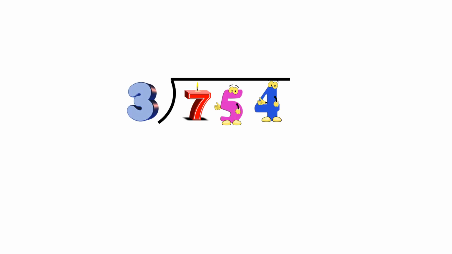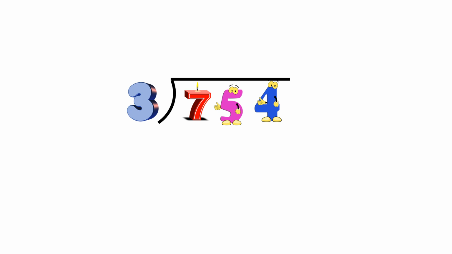In this example, we need to divide 754 by 3. And in order to divide these two numbers, we have to start dividing from left to right. So we start with number 7, which is in the hundreds place. Can we divide 7 by 3? Yes, since 7 is greater than 3.